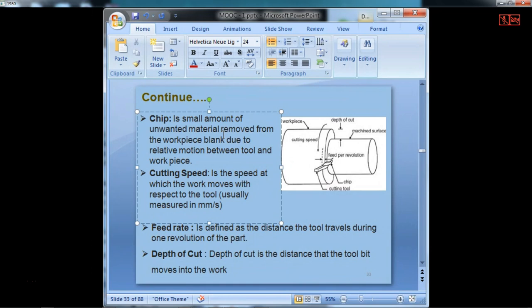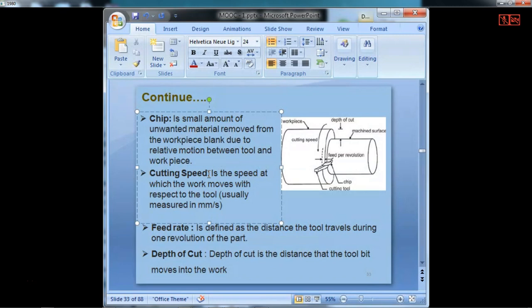Then another important term here is what is called the cutting speed. Cutting speed is defined as the speed between the single point we are talking about and the workpiece. Now this is actually a rotating workpiece. So probably you can understand it better when you have a plane component and a tool moving linearly. So the relative speed between the workpiece and the cutting tool, that is actually the cutting speed.